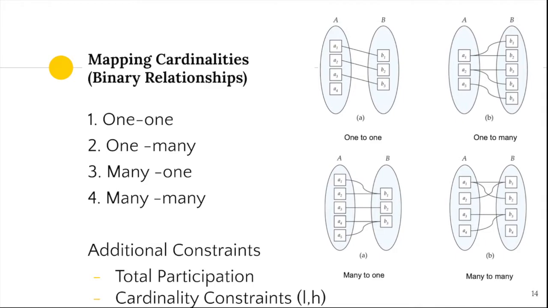Okay? So there are other additional constraints in the binary relationship. Sometimes we can specify that for all the elements in A or for all the elements in this entity set, dapat lahat may relationship dun sa kabila. And then, yung name for that is the total participation. And as a generalization for the mapping cardinalities, we can actually specify some cardinality constraints. So in this specification, we can say that we have a minimum of L connections and a maximum of H connections.